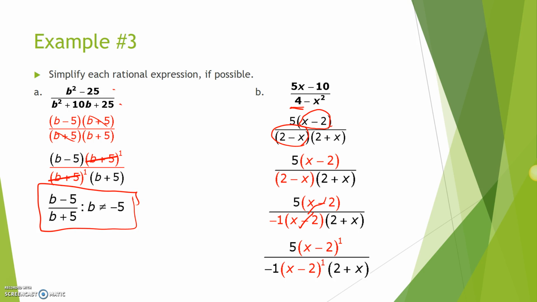When we simplify this down, we are going to end up with 5 over 2 plus x, and you just pull out the negative in front. The negative could be connected with the 5 or the 2 plus x, either one, but this will be my final answer here for B.